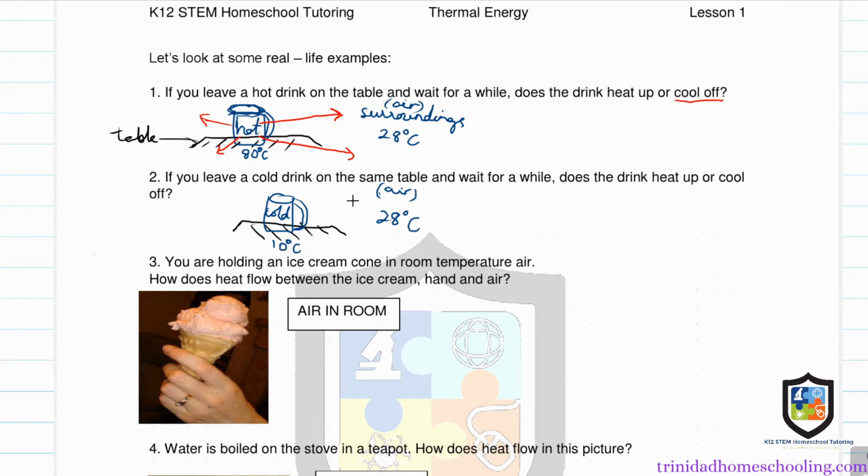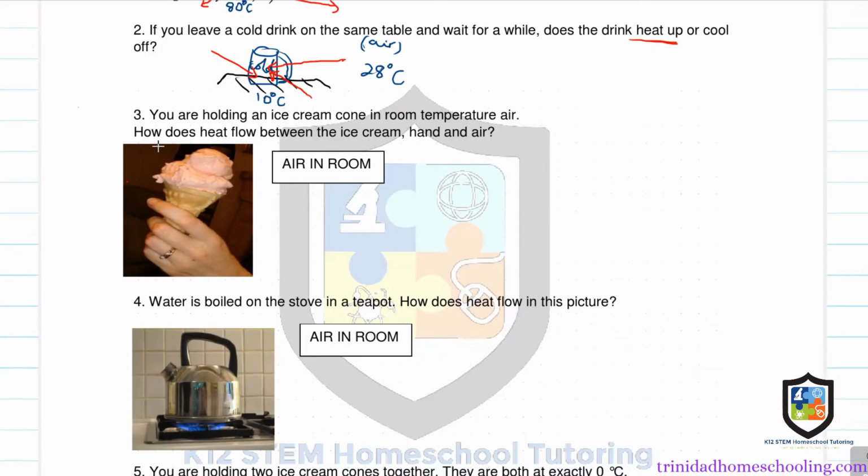Well, heat would move from the hotter air into the colder mug. If the table is 28 degrees as well, the heat would move into the cup, which will heat up my drink. Let's look at example 3. You are holding an ice cream cone in room temperature air. So my room temperature air here is going to be 25 degrees Celsius. Okay. How does heat flow between the ice cream, your hand, and the air?